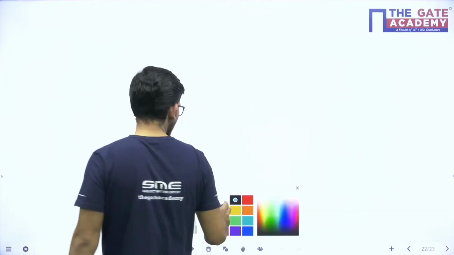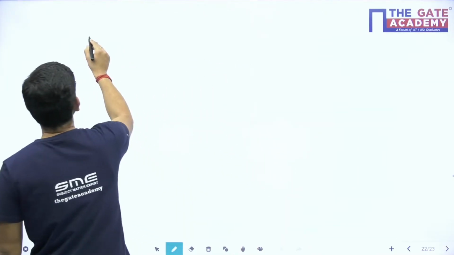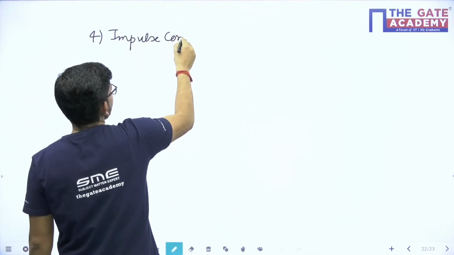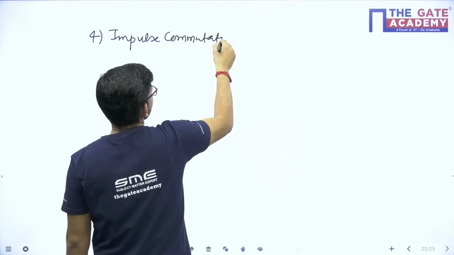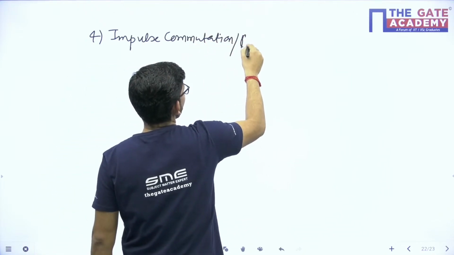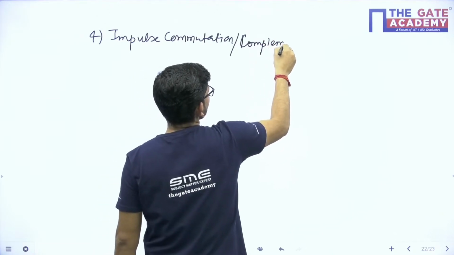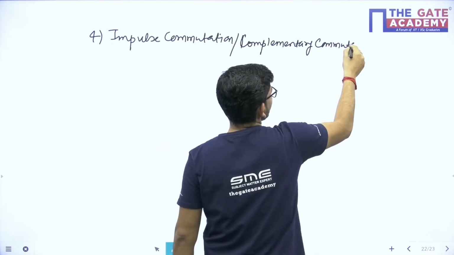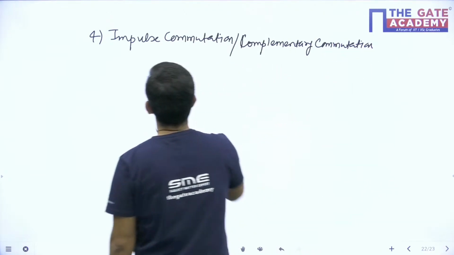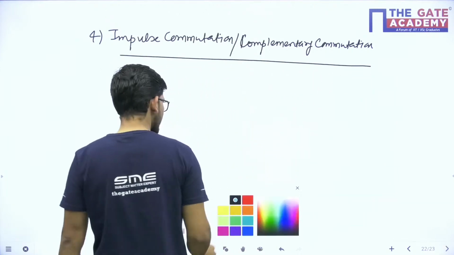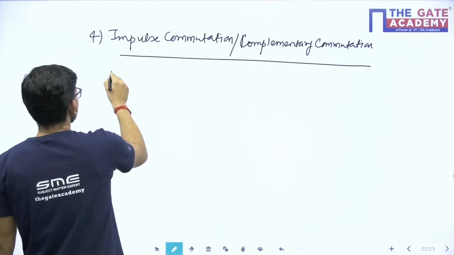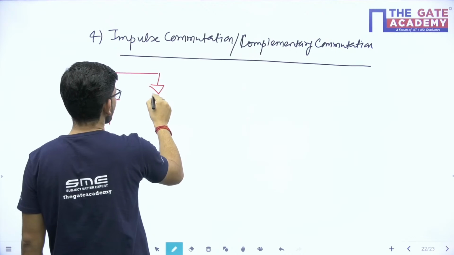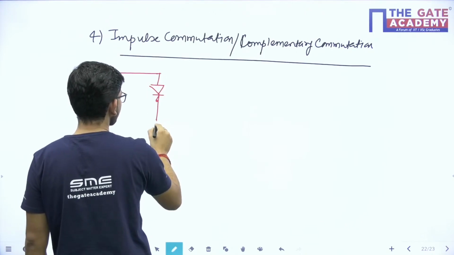After that we have the last commutation circuit, which is known as impulse commutation, or complementary commutation. What is the circuit for this particular commutation? If we have Vs voltage, then the circuit for this commutation will be like this.